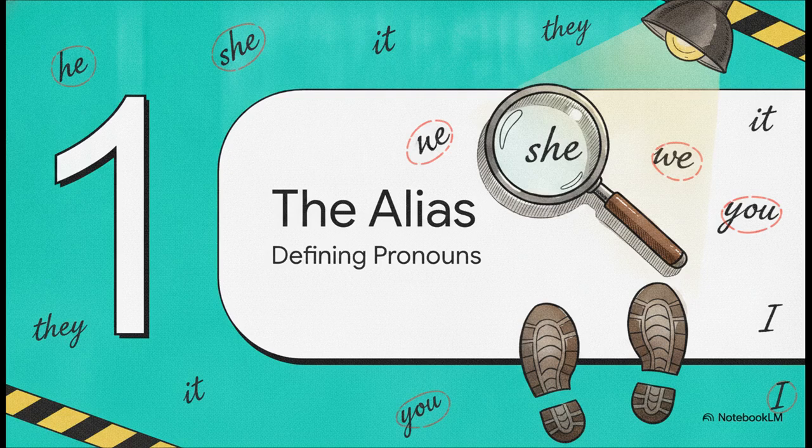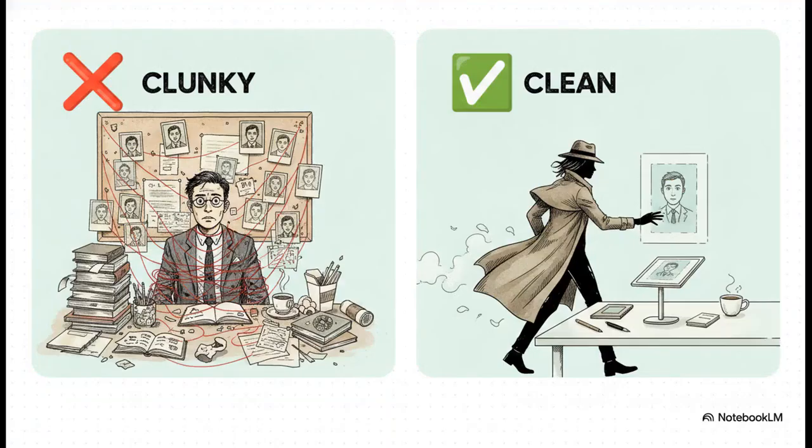Okay, Section 1, the alias, defining pronouns. Let's actually examine the scene of the crime. Without a pronoun, you end up with a really clunky situation. Think about it. Rahul is a good student. Rahul studies every day. It feels exhausting, right? But watch the cleanup. Rahul is a good student. He studies every day. The alias he just steps right in. The communication is suddenly far more efficient and the scene is clean.